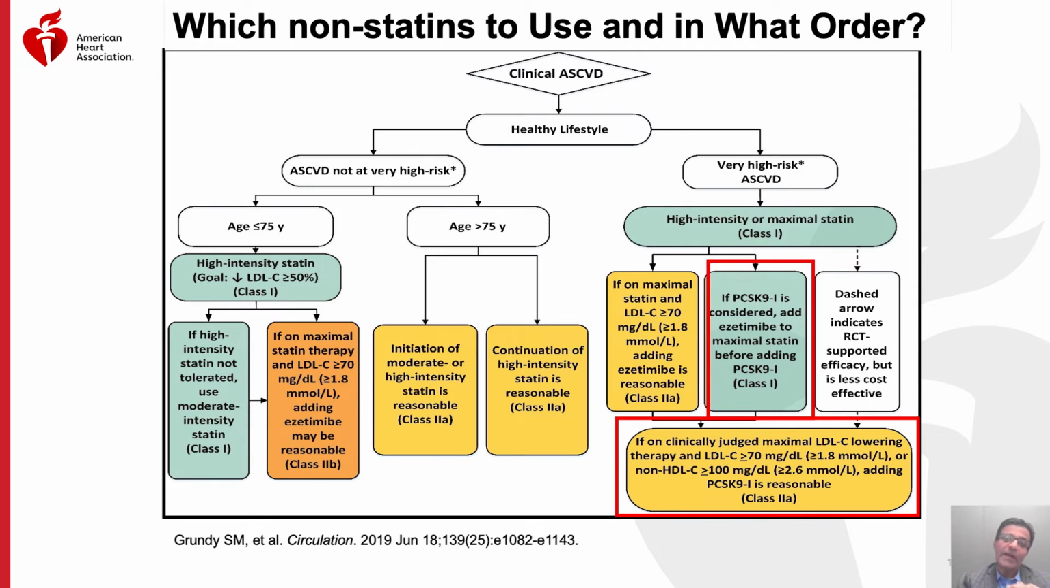Now, some would argue, why do I have to go through ezetimibe first? Why don't I go to a PCSK9 inhibitor directly? As you will notice in this white box, you can go to PCSK9 inhibitors directly, but I'll show you some data that it may be much more intuitive to first start out with ezetimibe and then go to a PCSK9 inhibitor. And that's why the guidelines are strongly recommending that we start ezetimibe first and then go to a PCSK9 inhibitor. But you have the option that if you wanted to, you could go directly to a PCSK9 inhibitor after high-intensity or maximally tolerated statin therapy.